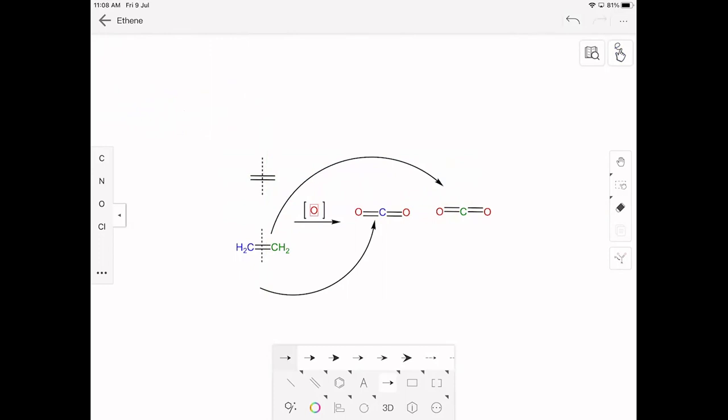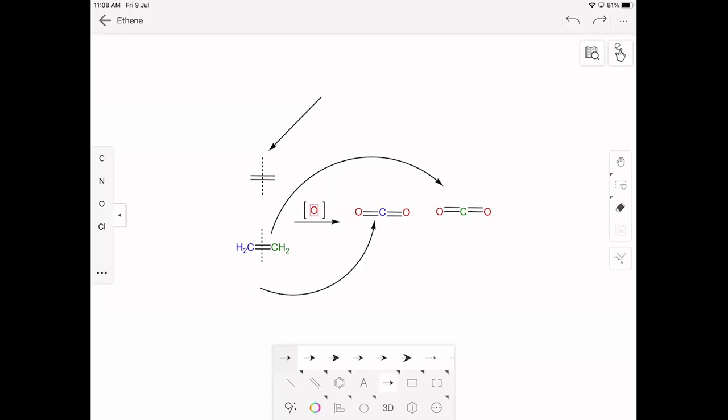So what I've done is I've broken that double bond, and that's what the little line down the middle means. If you look here quickly, that line there is telling me that I'm breaking the bond. Cool. So it's a little scissor line, if you want to call it that. So I break the double bond and then I add as much oxygen as I can.